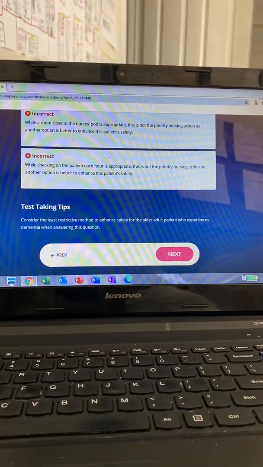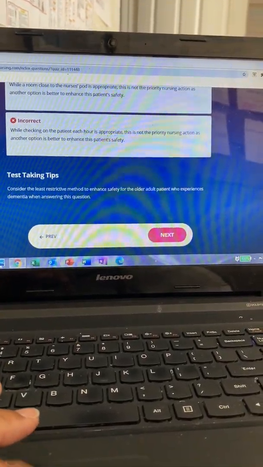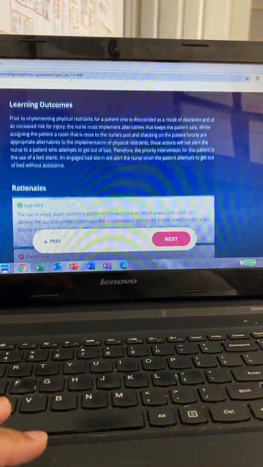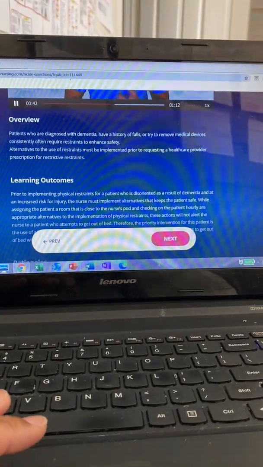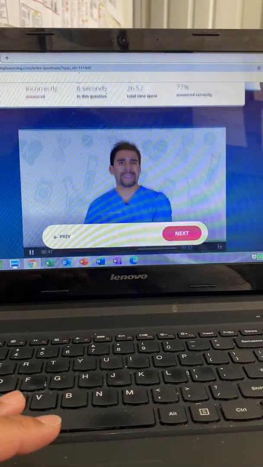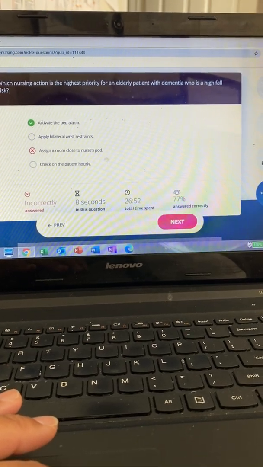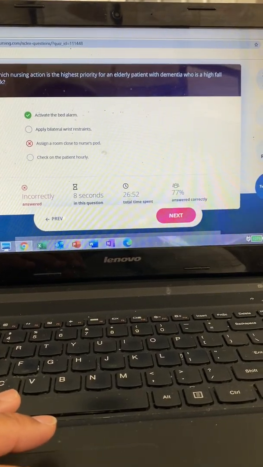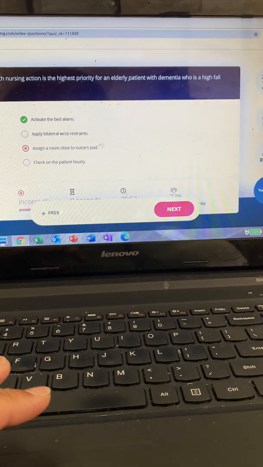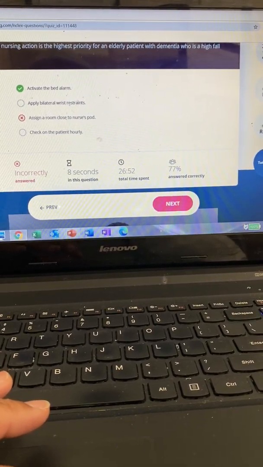So option number 1 is correct here. Bed alarms alert everyone immediately if that patient's trying to get out of bed, which prevents falling. Option number 2 is incorrect. Guys, wrist restraints are pretty invasive and an injury potential if the patient falls out of bed with their hands attached to the bed. Now, option 3 is also incorrect. Being close to the nursing pod is good, but guys, you can't watch that patient every single moment. And option 4 is also incorrect. Checking hourly is not enough. The patient can fall anytime between that hour.